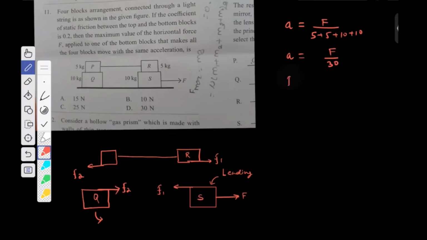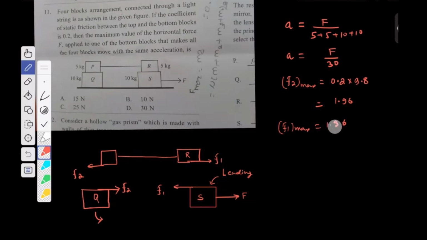Now F2 max is going to be equal to mu, which is 0.2, into 50 times g. They have not told us what to take for g, so you consider it as 9.8. 9.8 into 20 is 196, into 0.2, how much is it? It is 1.96. So even F1 max is going to be that much only.